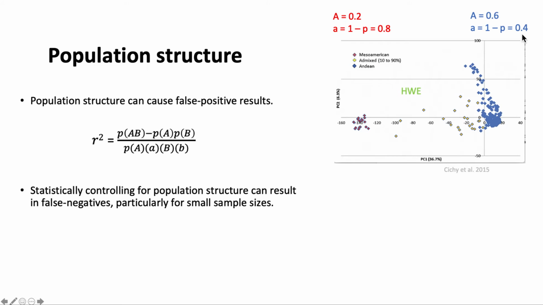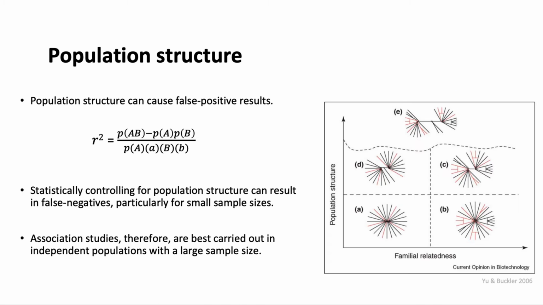So as you can imagine, if we put together those allele frequencies in this formula, we're going to change the allele frequencies. We're not going to work with either the Mesoamerican or the Andean allele frequency. So that is going to cause a false LD between markers, or between markers and QTLs. So that is why we have to control for the population structure.